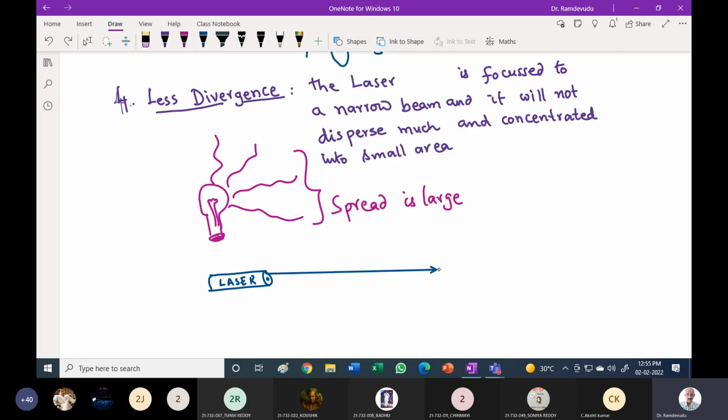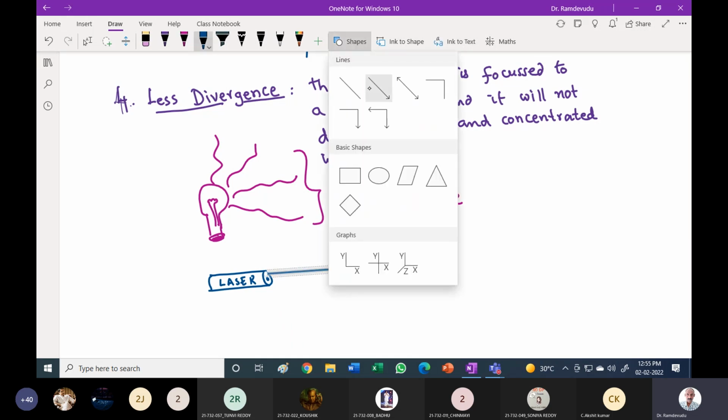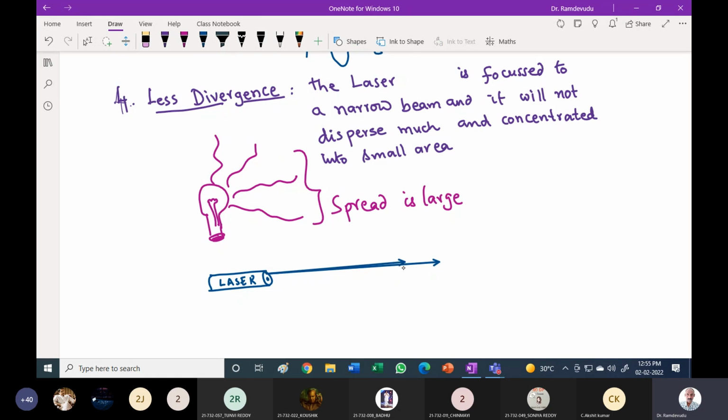So the laser beam may be something like this, or you can say this may be so. I'm sorry, I'll just do it again. The shape of this I'm writing here. This is one arrow, and we may have another arrow something like this, another arrow like this. They don't spread.